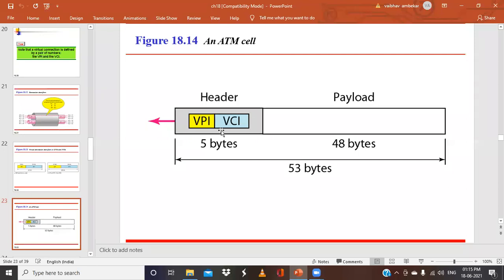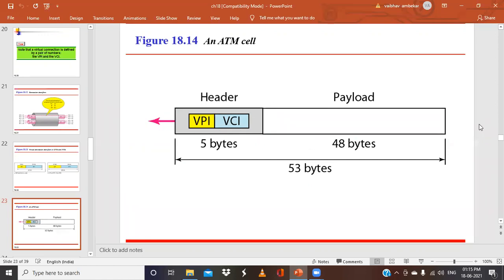So in virtual circuit networks, in order to route the data, that is to transfer the data from one endpoint to another endpoint, or from source to destination, the virtual connection needs to be identified. For this identification, hierarchical identification is used. That we call the virtual path identifier and the virtual circuit identifier.